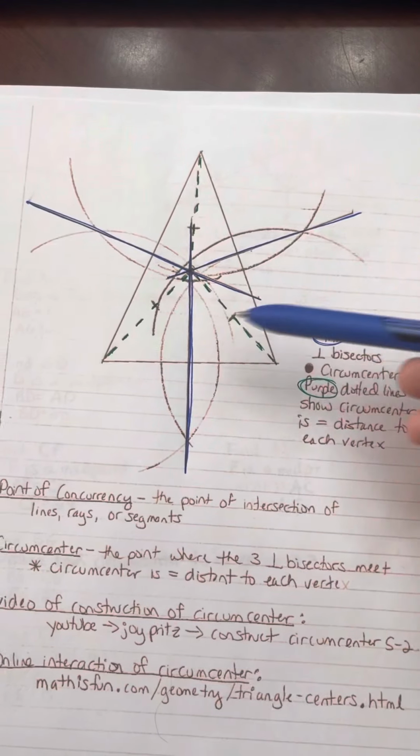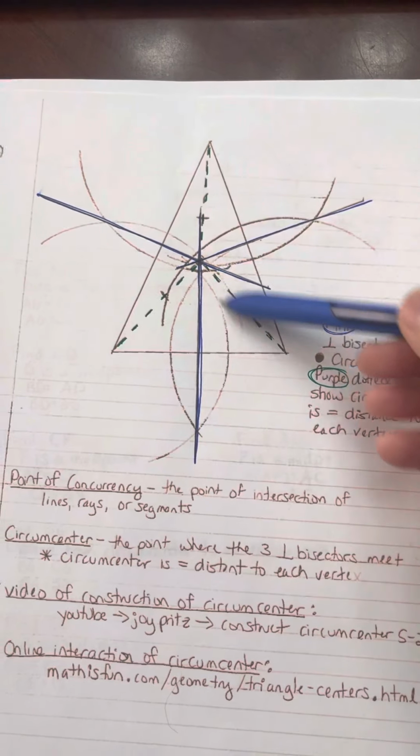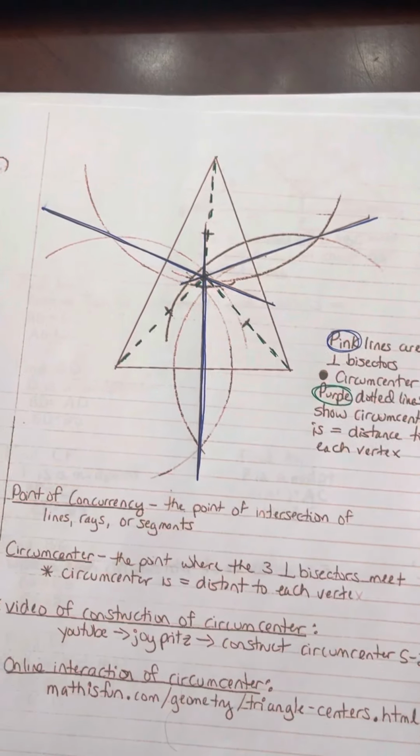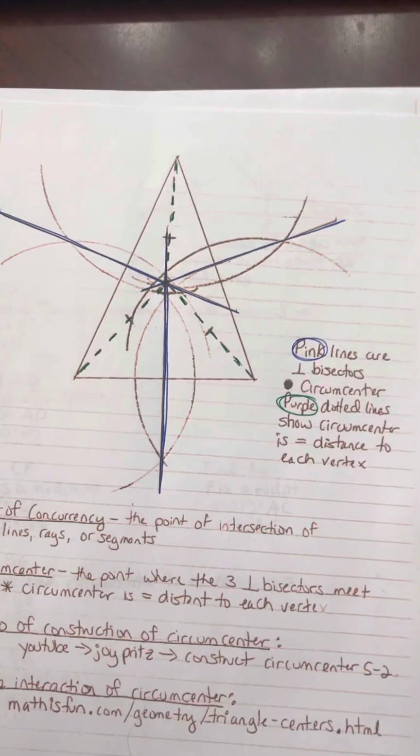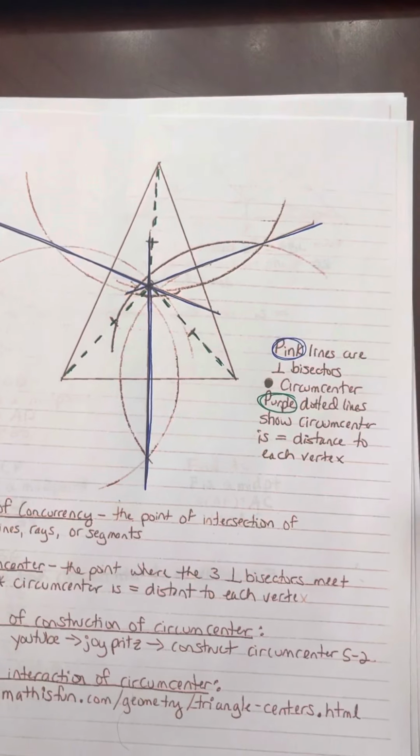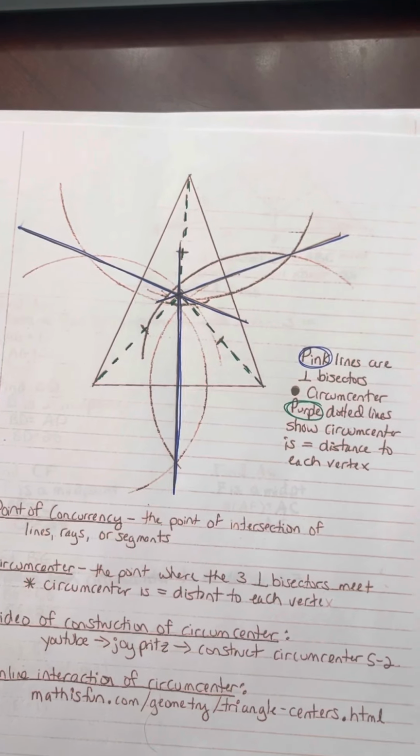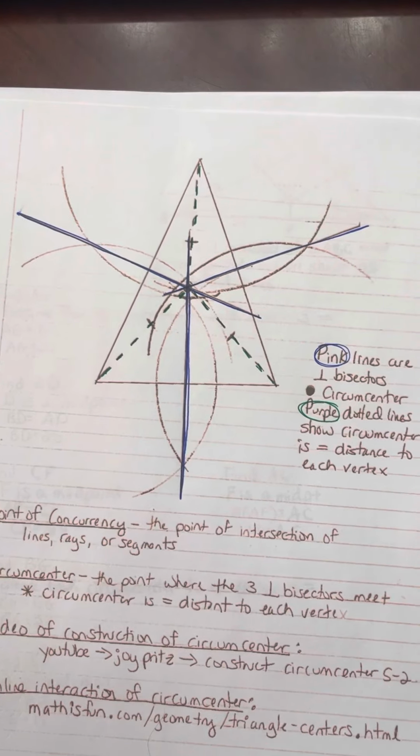So what I did on my notes here, these arcs are what I use my compass for to make my perpendicular bisectors accurate. And I do have a video that I would like you guys to watch. I believe it's a pretty short video. Again, I want you to just be familiar with it so that when we do it in class, it'll be a little easier for you.